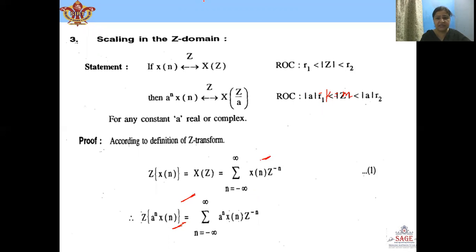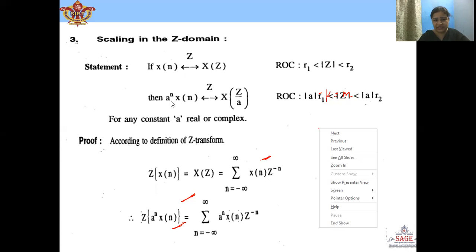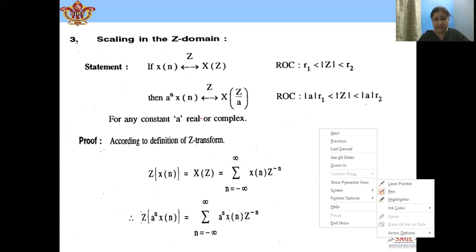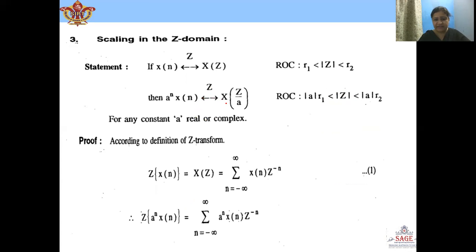Now the next property is scaling in the z domain. The scaling in the z domain property says that if x(n) has z transform X(z) and the ROC is between R1 and R2, in that case, if I multiply x(n) by some constant raised to power n, so here we will have a raised to power n x(n) having z transform X(z by a). That means this a is getting divided here. So X(z upon a).